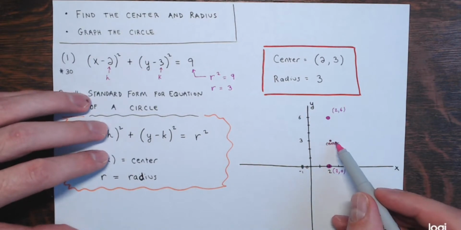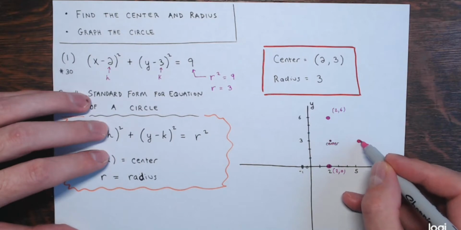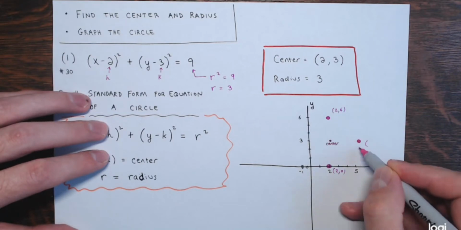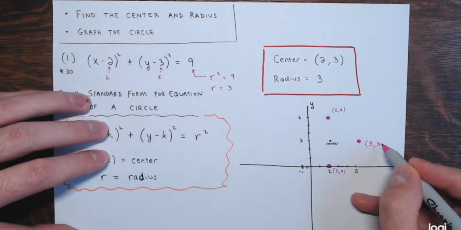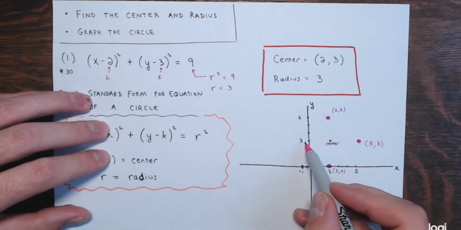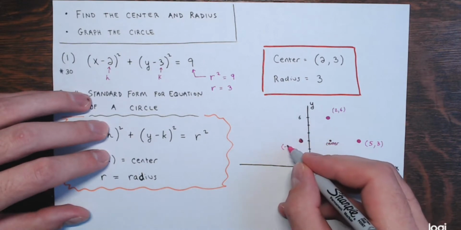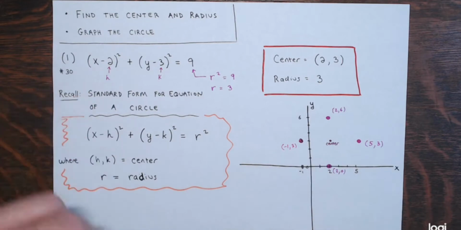Then 3 units to the right of the center would land here, which has coordinates 5, 3. And 3 units to the left of the center would land here. Sorry, it's on the number 3 there. There's negative 1, 3. Right, and again, check these out.